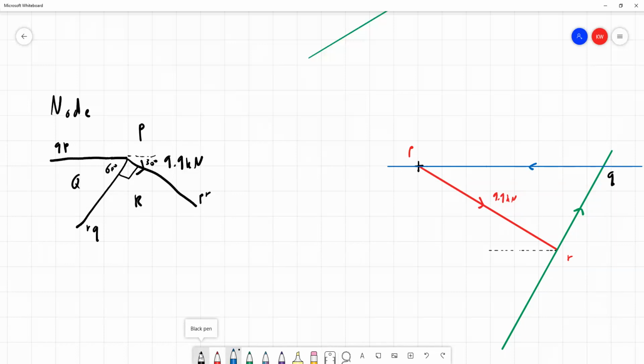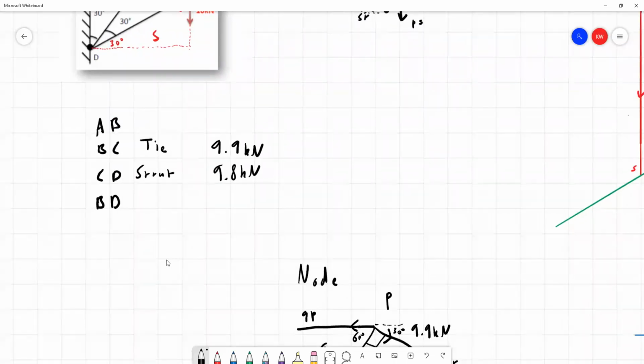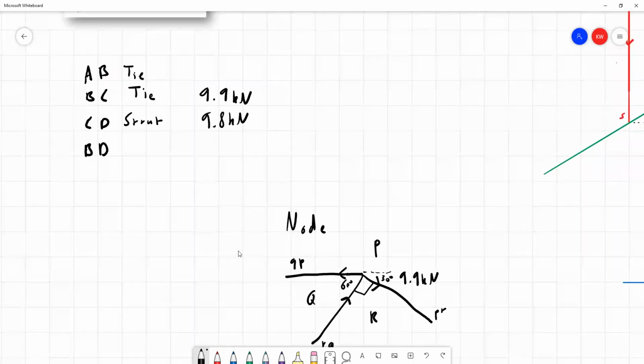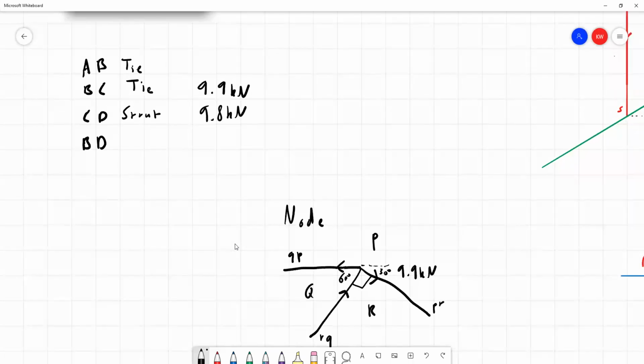So we can use this to indicate the direction of our forces on the space diagram here, which means that we have QP heading away from the node, indicating it's a tie, and we have RQ heading towards the node, indicating that it's a strut. And so we remember from our diagram that QP corresponds to AB, so AB is a tie, and that our other vector, which is heading towards the node, RQ, corresponds to BD, meaning that this is a strut.